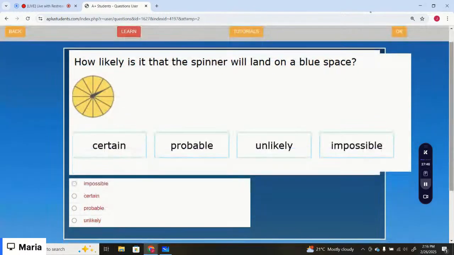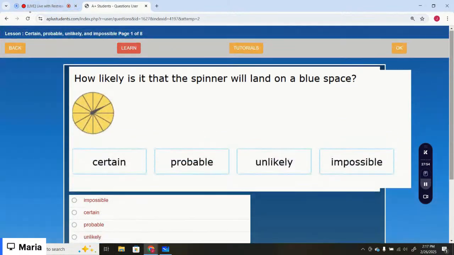How likely is it that the spinner will land on blue space? That is impossible because the spinner has no portion that is blue, so it is impossible to land on blue.